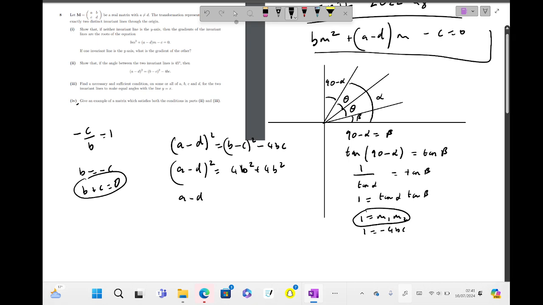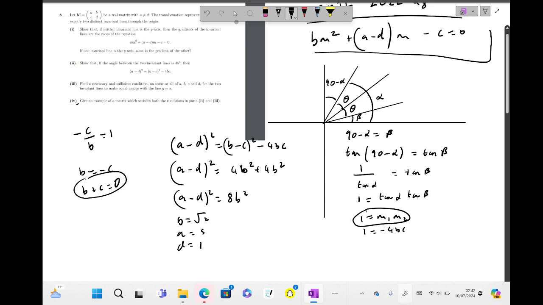And therefore a minus d whole squared is equal to 8b squared. Now, what I did here is I just thought about this for a really long time and thought what numbers would work, and I miraculously got to b equals root 2, a equals 5, and d equals 1, and that works.